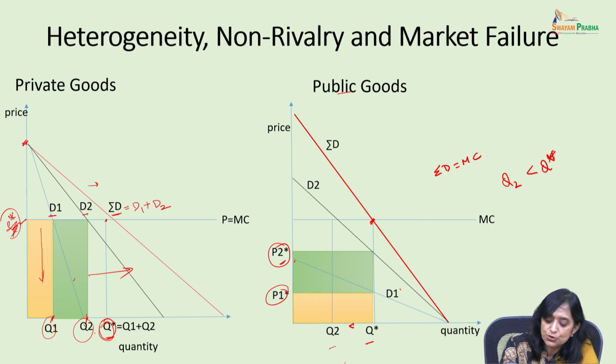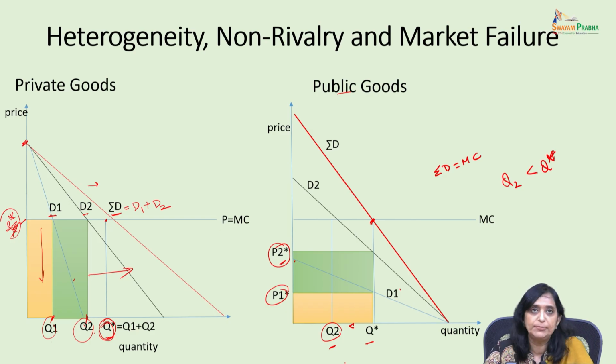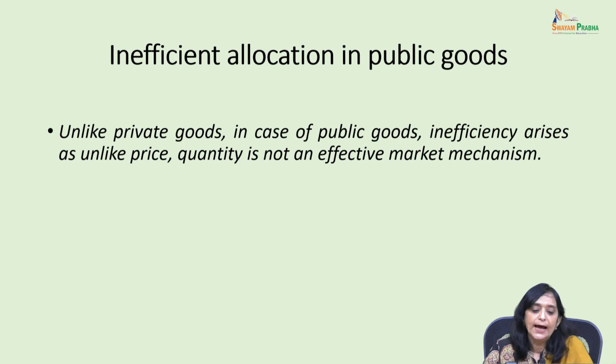But actually, if left to the private market forces, they will be producing Q2. So, because it is a non-rival good and there are different choices and different willingness to pay, we will see that less is going to be produced in case of public goods. As we have just said, unlike private goods, inefficiency arises because, unlike price, quantity is not an effective market mechanism, because here we are deciding how much quantity should be produced. It is the quantity which is determined, it is not the price.